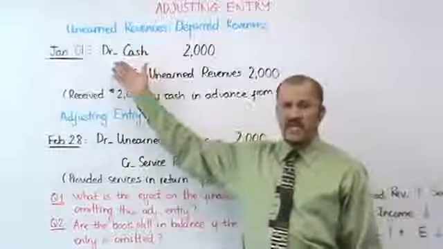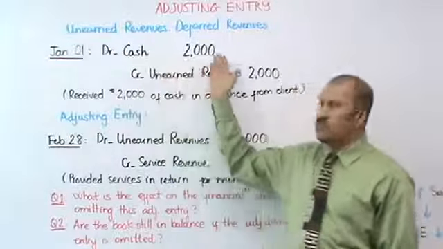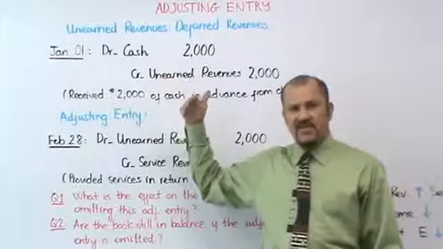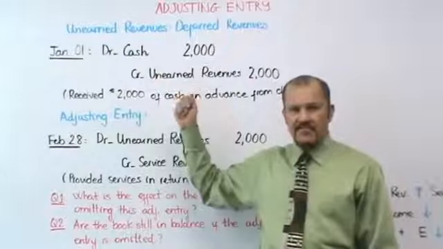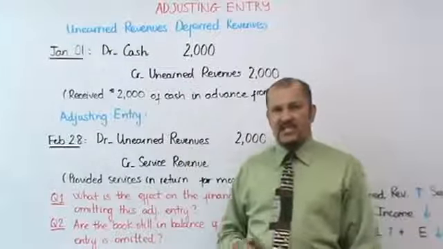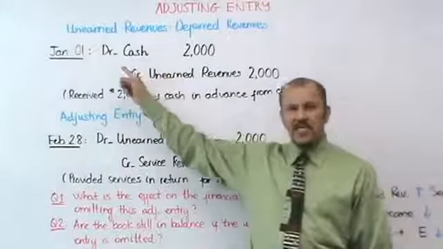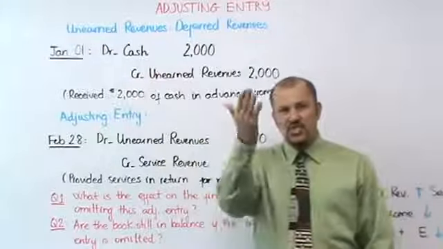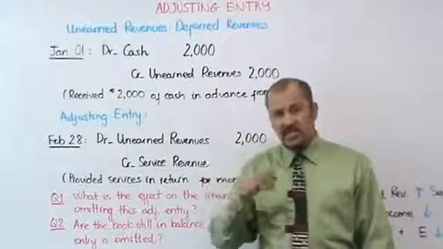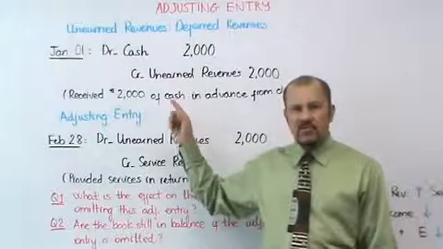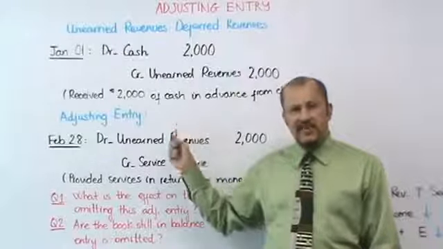On January 1st, a CPA receives $2,000 of cash in advance of services to be provided. Again, he has not provided the services yet, but he receives the money in advance from a customer. So the entry that the CPA will make on his own company books will be debit cash to increase the cash because that's how much he has received. And the offsetting account will be a liability account called unearned revenues.